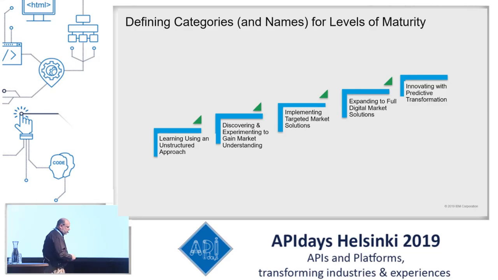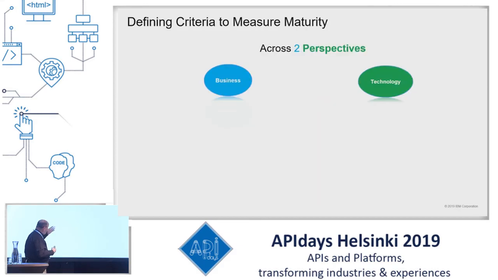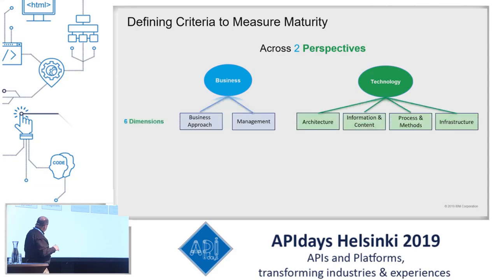Okay, so we started to look at it from both a business and a technology perspective. I led the business side. We had another person from our consulting team lead the technology side. And so we broke this down into a set of domains, dimensions. Under business, we had business approach and management. Management was a term that, again, marketing liked. We liked governance, but management is there. And then architecture, information and content, process and methods, and infrastructure.